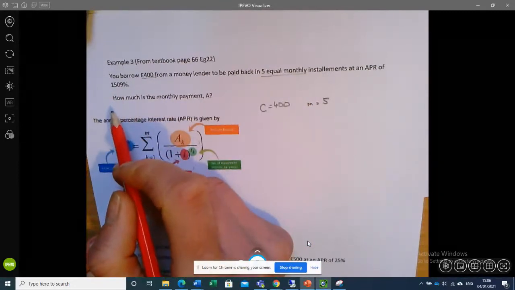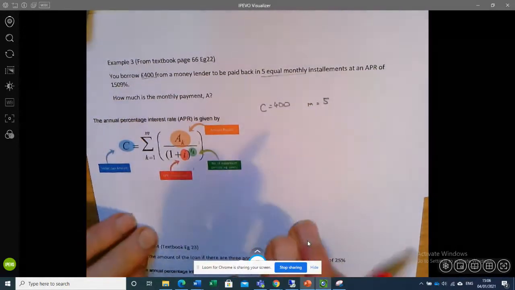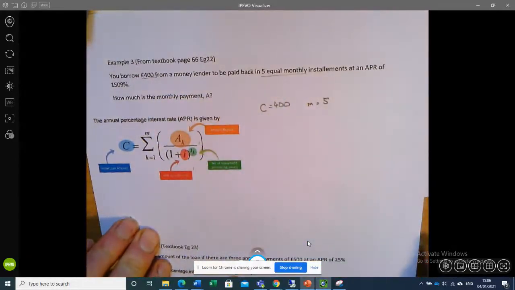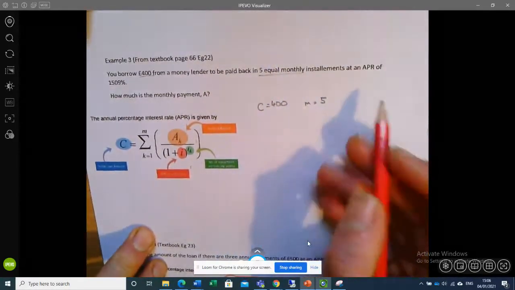Now that might seem like a really high percentage rate, but actually for loans which are paid back over a short period of time, that is pretty standard. They tend to be very high interest rates because the idea is that you pay them back over short periods of time. So they try to get their money's worth by putting massive percentage rates on it.